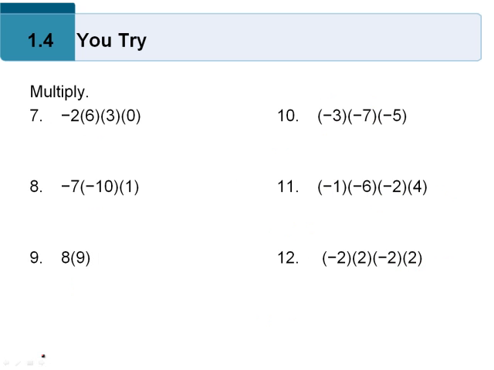All right. Here's the rest of the tries. Hopefully you saw that second part. If not, we'll just go through this together. So on number 7, we have negative 2 times 6 times 3 times 0. Now, if you don't really look at this, you're like, okay, one negative, I know it's going to be a negative, and you'd say negative 2 times 6 is negative 12 times 3, and all that, and then you get to 0.